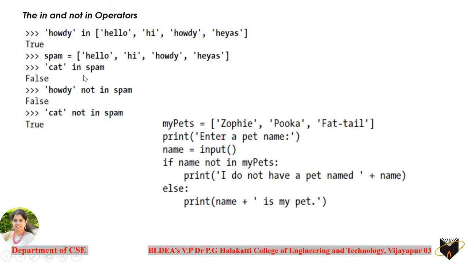Similarly, as the in works, in the same way the not in is also going to work, where it is going to check whether this element is absent in the spam or not. If it is absent, it is going to give the true result. If it is present, then it is going to give the false result. So the not in works exactly opposite to the in operator. You can see whether howdy is not in spam. You can see it is present over there, so that's the reason why it is giving the false result here.